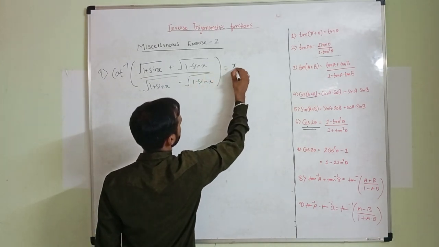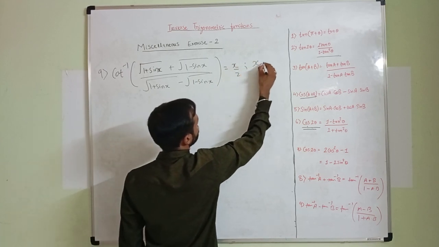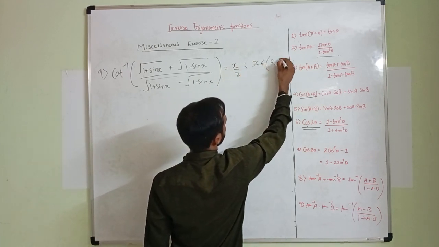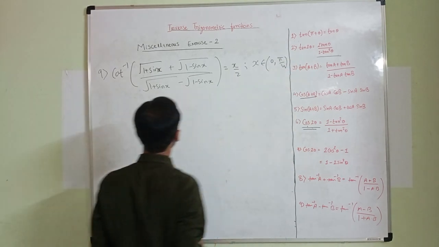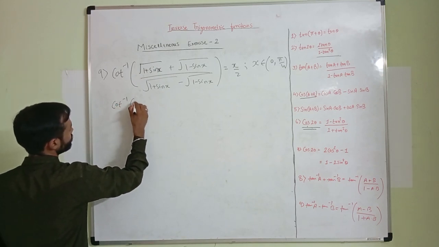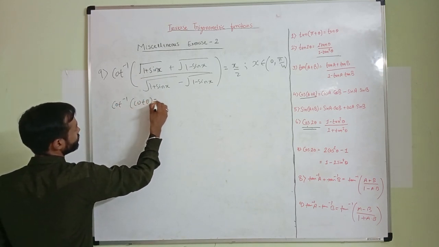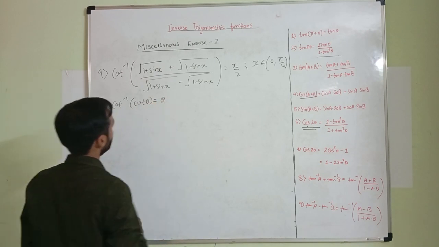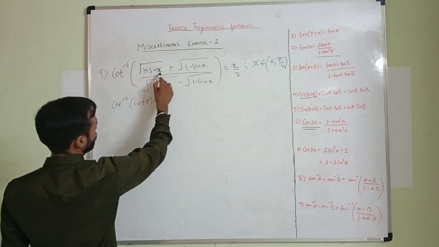equals x by 2, and x is given, it belongs to 0 to pi by 4. So here we will try to make it in the form of cot inverse of cot theta, then we can write this theta. So first we will solve this root of 1 plus sin x.